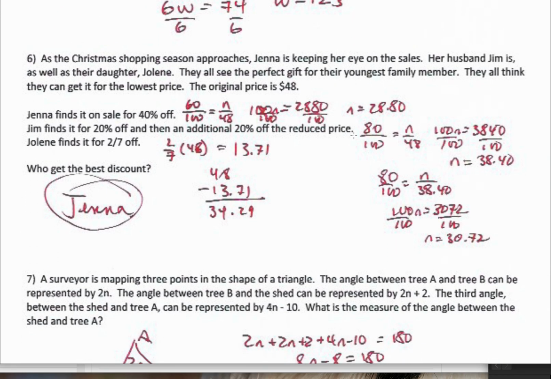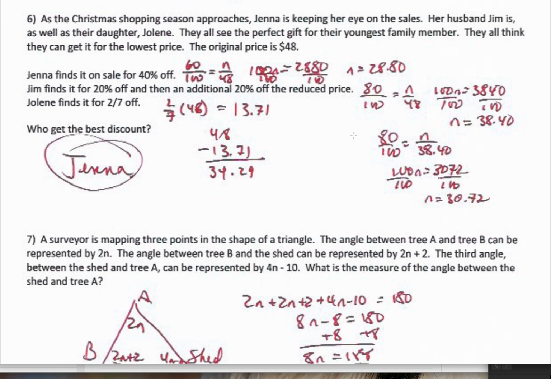Okay. Now, this question about the family going shopping. Basically, there are 3 different discounts, and you want to find the best discount, the one that's going to save you the most money. Jenna finds it for 40% off, and remember we did a lot of these questions, if 40% is taken off, then 60% remains. So 60 out of 100 is what out of 48? I cross multiply, and I get n equals 28.80.